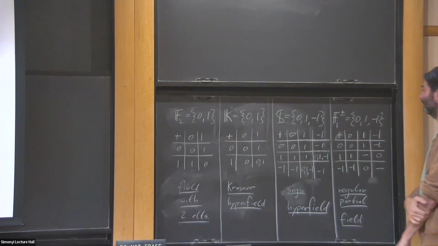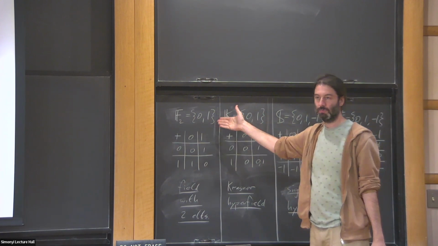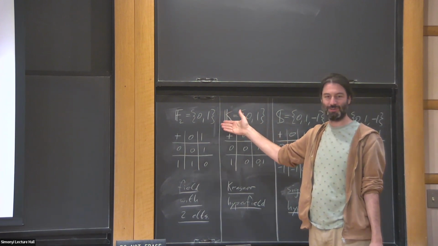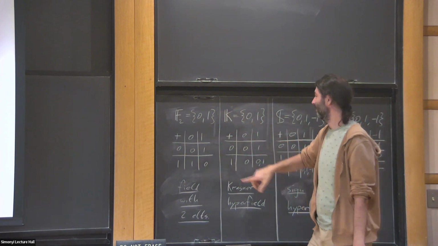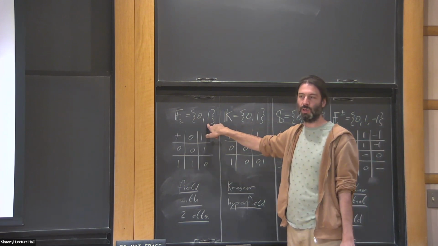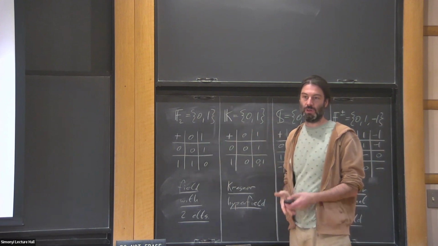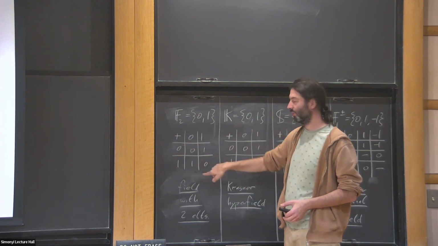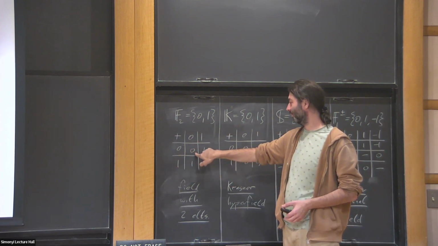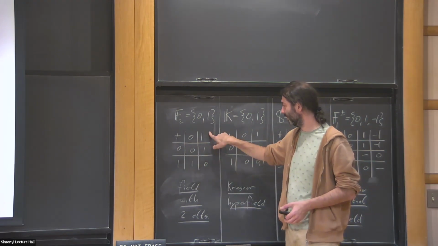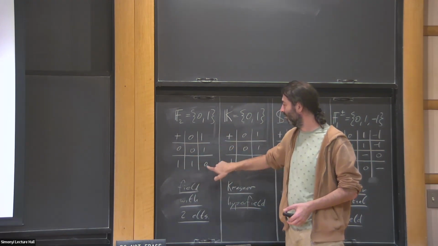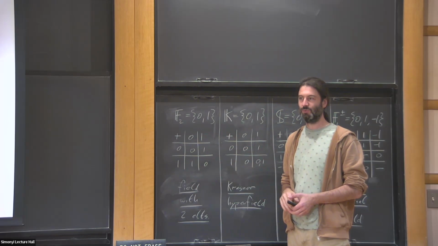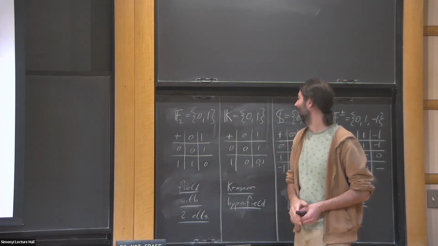The first one is some guy that we know and love. The field has 2 elements, 0 and 1. The multiplicative structure is the obvious one, and the addition is captured by this addition table. 0 plus 0 is 0, I mean, 0 is a neutral element. The only interesting thing is that 1 plus 1 is 0, from the perspective that I'm taking.